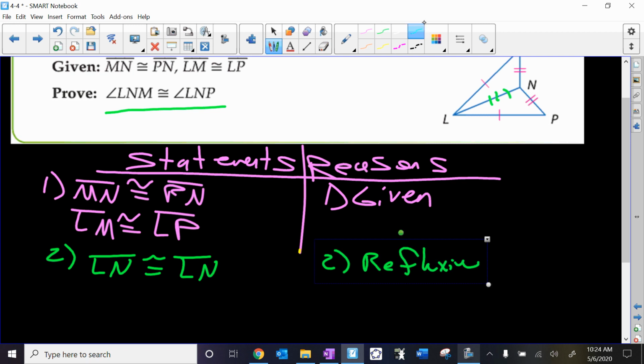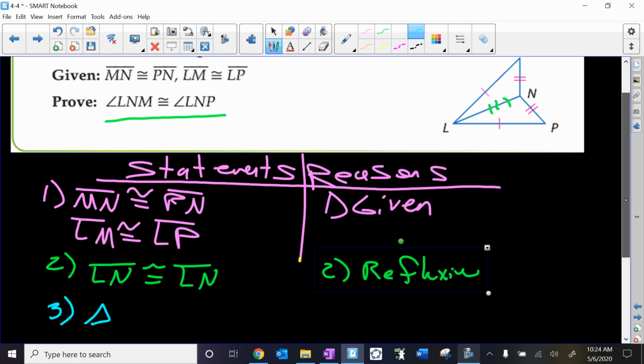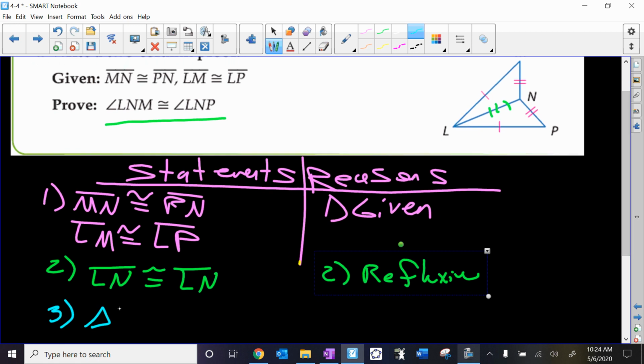Now that we have all three sides in one congruent to all three sides in another, we're going to say triangle LNM is congruent to triangle. I need to be a little careful because I need to make sure these match up. So if I go LNM, I want to go LNP by side, side, side. That was the method that we showed.